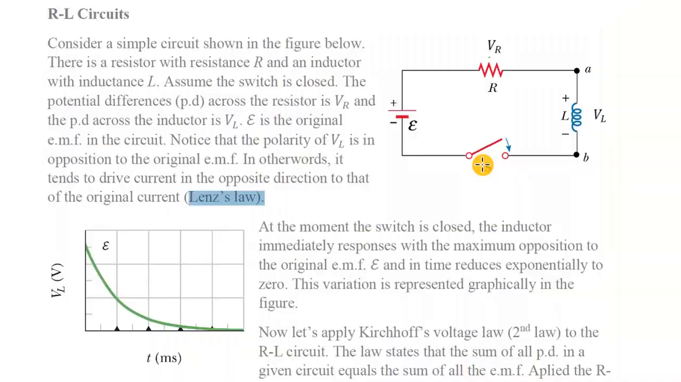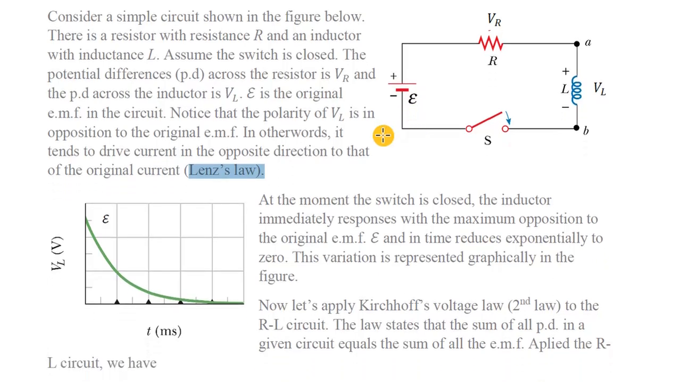So that's the same as what we are seeing here. The source of the electromotive force, immediately we close this switch, the inductor will have to give an equal opposition to the voltage here. Now, let's try to see how the voltage across the inductor varies.